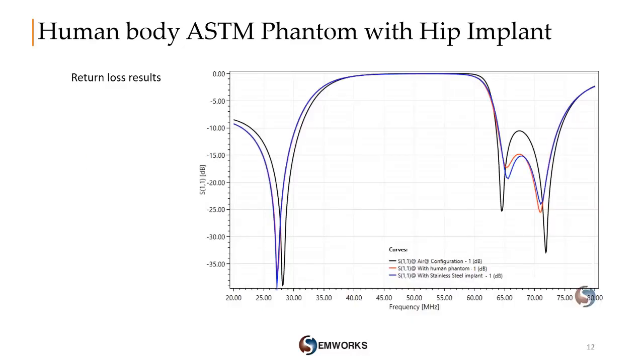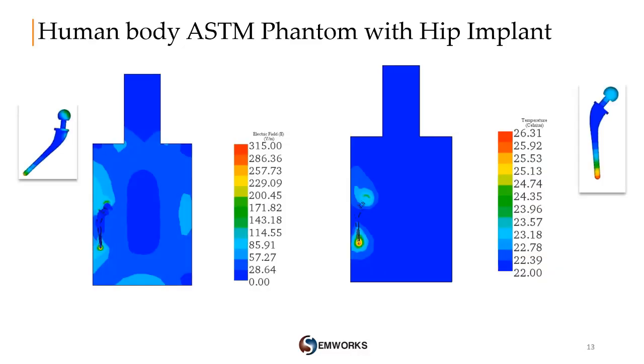Now when adding the metallic hip implant, we can notice that there is no big effect on the return loss results. But for the electric field distribution, which is shown in the left figure, an increase to 315 volts per meter is noticed around the metallic implant, followed by a significant temperature increase of 4.3 degrees Celsius after the same period of 15 minutes of heating.